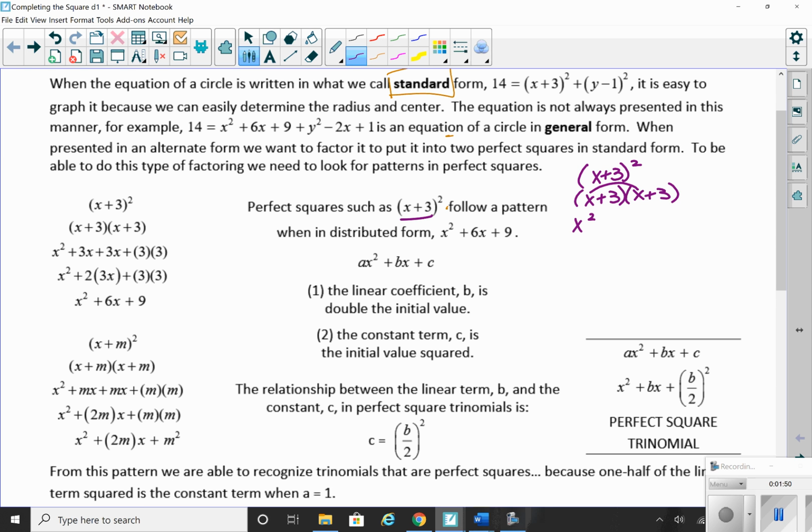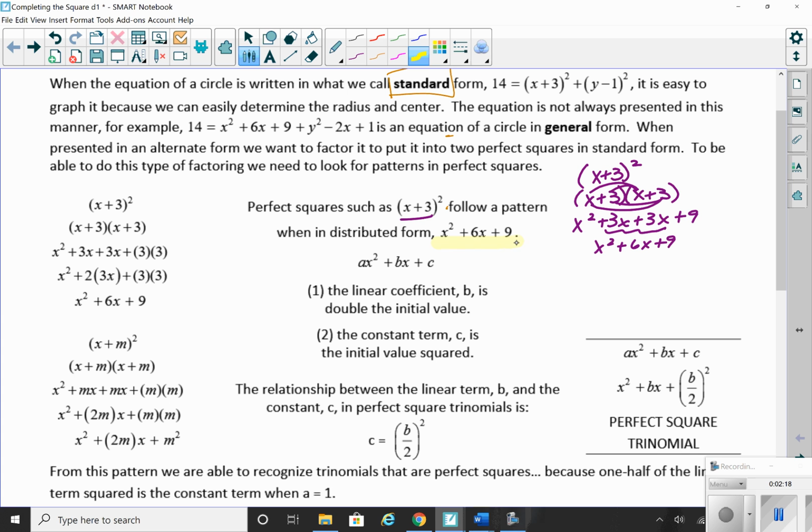X times x is x squared. X times 3, that's, oops, sorry, I didn't mean to put another plus sign. That's 3x. Then when I multiply the 3 times x, that's 3x, and then the 3 times 3, that's 9. You know to combine your like terms in the middle, so you get x squared plus 6x plus 9. So that's really just FOIL or distribution, right? So when we distribute this or multiply it out, we get x squared plus 6x plus 9.